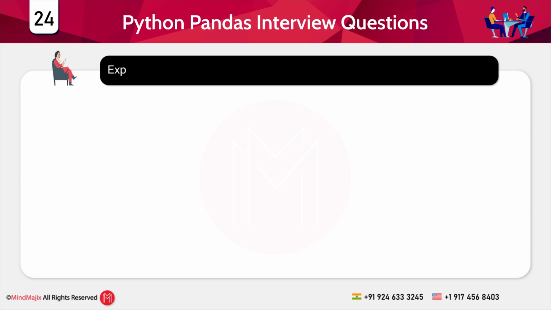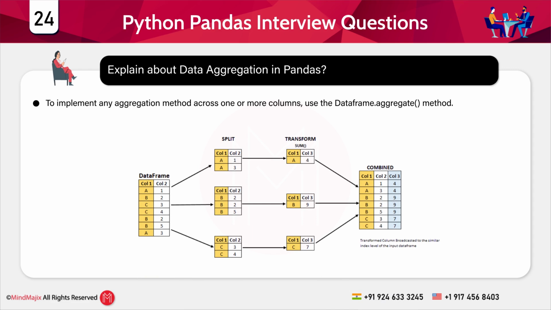The next question is, explain data aggregation in Pandas. To implement any aggregation method across one or more columns, use the dataframe.aggregate method. You can use strings, callables, dictionaries, or a collection of strings to aggregate. The most commonly used aggregations are sum, which returns the sum of the values for the requested column. Then you have min, which returns the minimum value for the requested column. Then you also have max, which returns the maximum value for the requested columns.